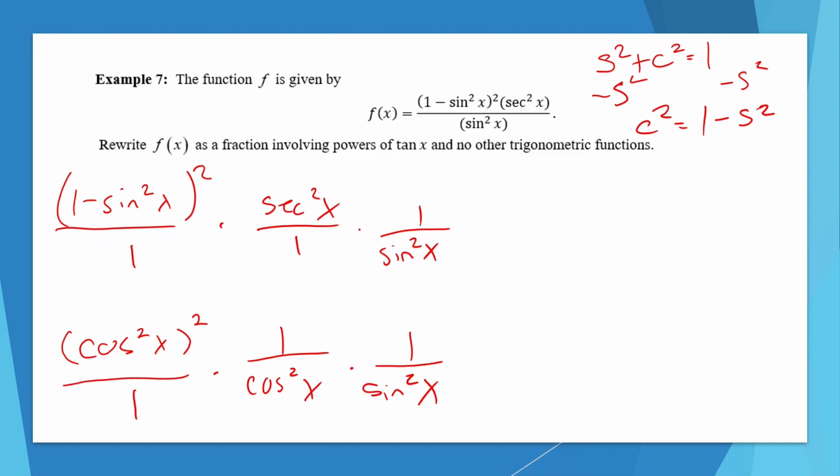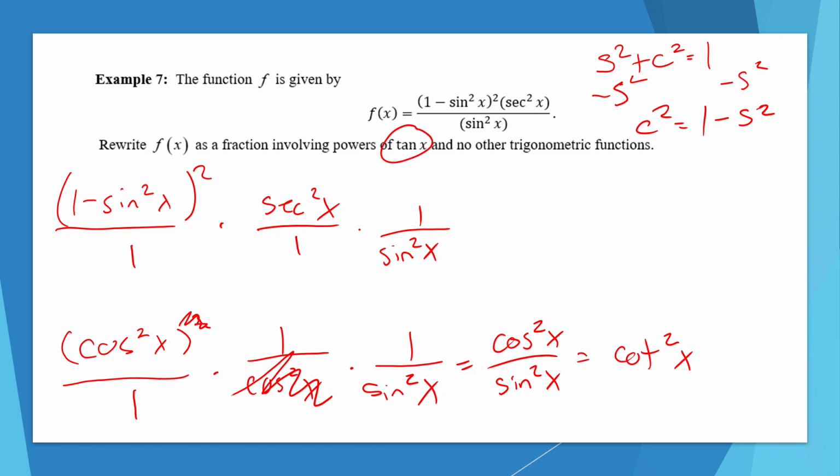Here we can cancel out 1 cosine squared x with that and then that power to just give us cosine squared x over sine squared x. And we want this in terms of tangent. So this is actually cotangent squared x is what that simplifies to. To rewrite it in terms of tangent, I'm going to put this as 1 over tangent squared x. So that should be our answer for example number 7 there.